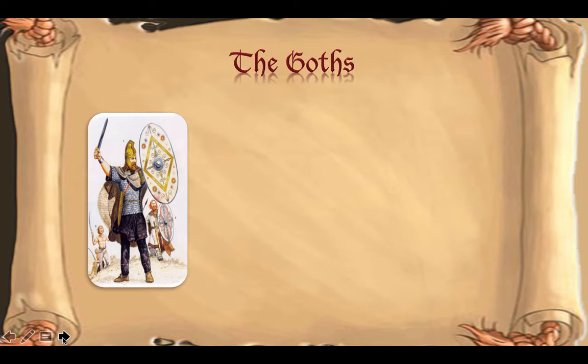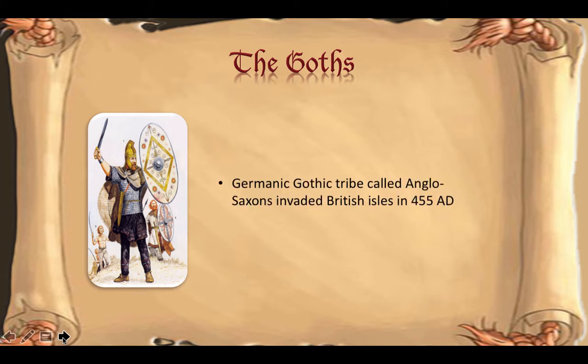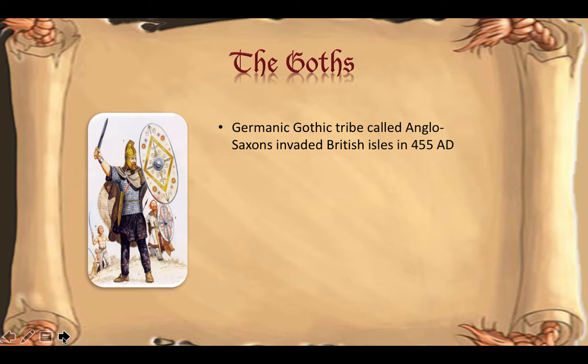Let's begin by discussing the Goths. The term Gothic refers to the Germanic tribesmen known as the Goths, who, according to historian and literary critic Robert Adams, invaded the British Isles in 455 AD.